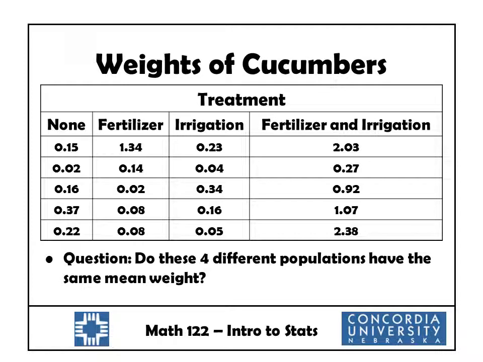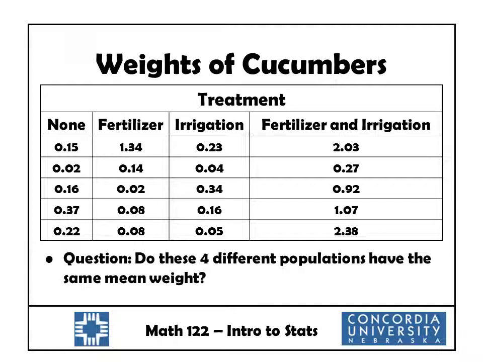To illustrate this type of test, let's suppose that we're a farmer who grows cucumbers, and we have 4 different patches of cucumbers. Each we treat in a different way. One patch we give both fertilizer and irrigation to, another one we only irrigate, another one we only fertilize, another one we give no treatment at all. The question we might ask is, do these 4 different populations have the same mean weight? Each cucumber patch would be a different population of cucumbers. So do these different populations have the same mean weight?